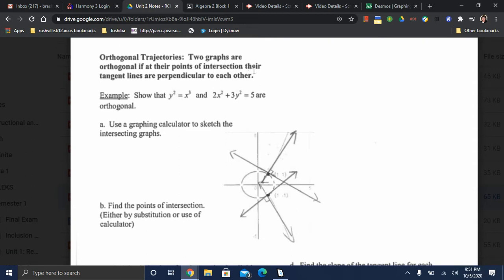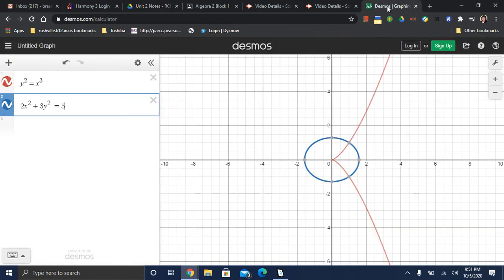Now, I think I could probably read that to you all day and you wouldn't really know what I was talking about. So I thought that I would go ahead and show you our example on a graphing calculator on Desmos so you can see maybe a little bit more of what I'm talking about. So our two equations that we're going to be looking at are right here: y squared equals x to the third, and 2x squared plus 3y squared equals 5. So I'm going to switch to Desmos right now. I already have them graphed.